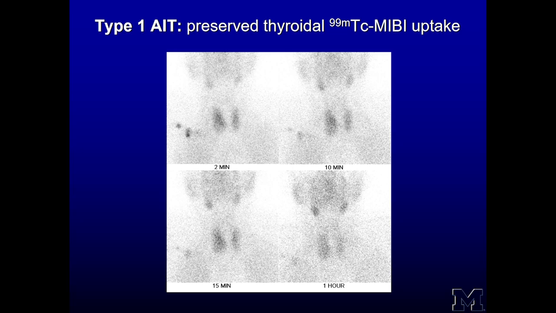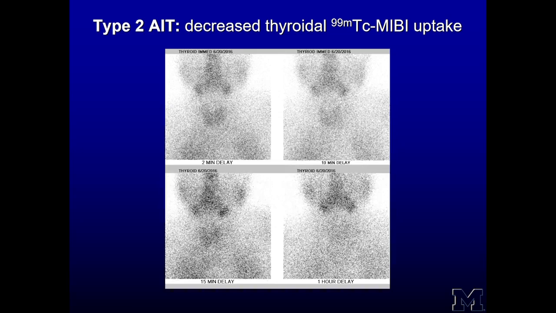And as you see in type 1 amiodarone-induced thyrotoxicosis, there is preserved thyroidal technetium sestamibi uptake. You can see there is technetium sestamibi uptake above the salivary gland. There is an increased thyroid to salivary gland ratio. This is consistent with type 1 amiodarone-induced thyrotoxicosis, consistent with thyroid autonomy due to excessive iodine supply in amiodarone, as opposed to type 2 amiodarone-induced thyrotoxicosis, which shows decreased thyroidal sestamibi uptake as compared to salivary gland.